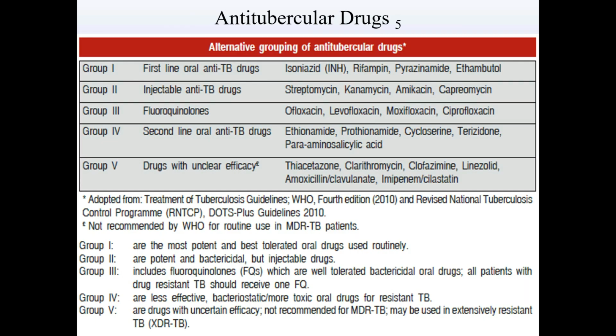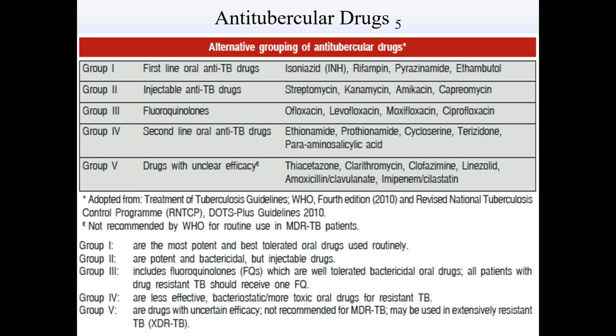And on this slide you can see alternative grouping of antitubercular drugs. There are 5 groups. Group 1, first-line oral antitubercular drugs. Second group, injectable antitubercular drugs. Third group, fluoroquinolones. Fourth group, second-line oral antitubercular drugs. And fifth group, drugs with unclear efficacy.